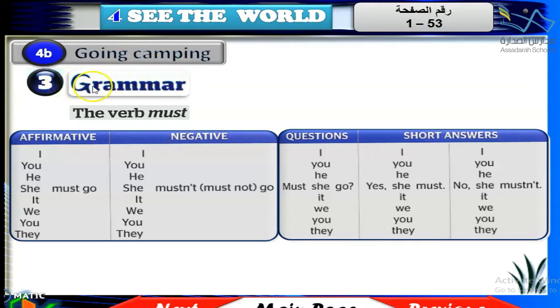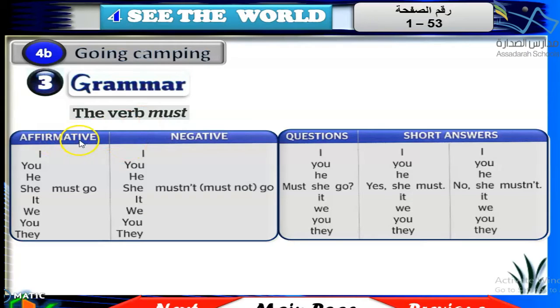And in today's lesson, we're going to focus on grammar. In the grammar lesson, we're going to focus on the use of the verb must. First of all, the verb must means obligation. That is, you must do something.